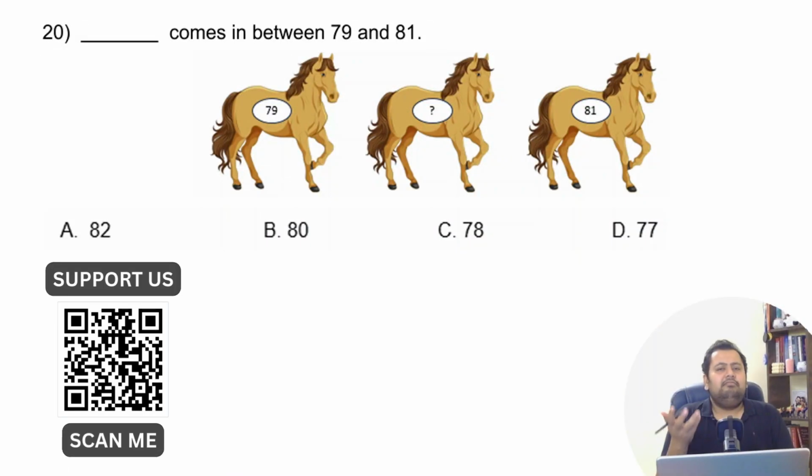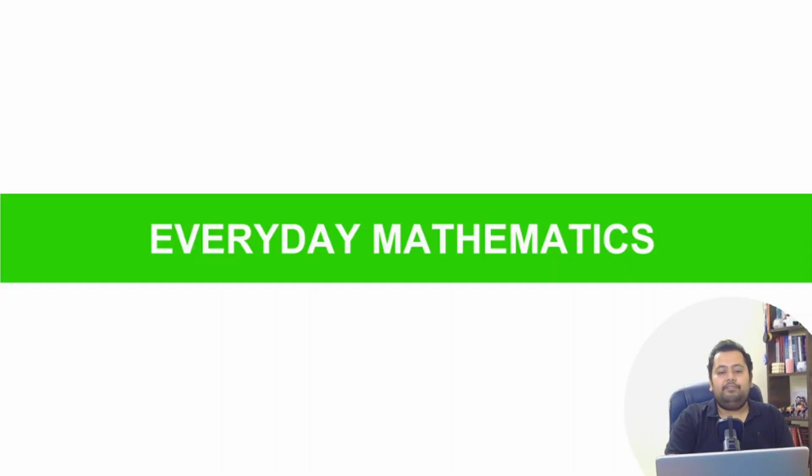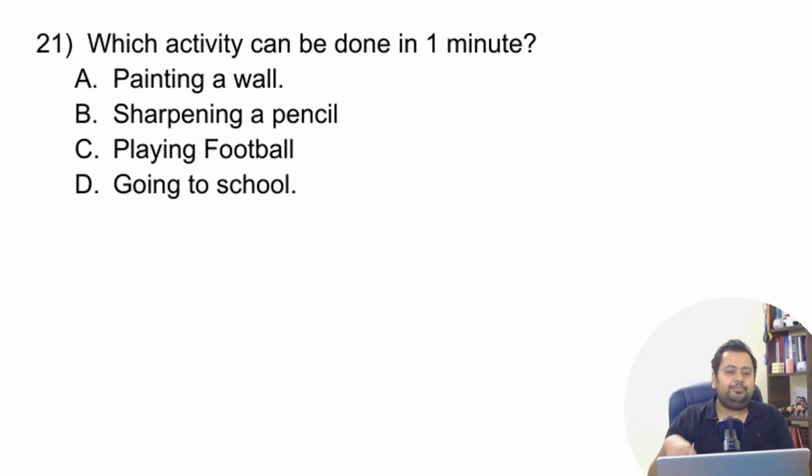Great. What comes between 79 and 81? If you just count the number, you know it is 80. So option B is the correct answer. Between 79 and 81, it is 80 that comes in, right? So 80 is the correct answer. Option number B. Hopefully, you got this one correct as well. If you did, give yourself a star. And now we move to question number 21 and to the next section, which is everyday mathematics.